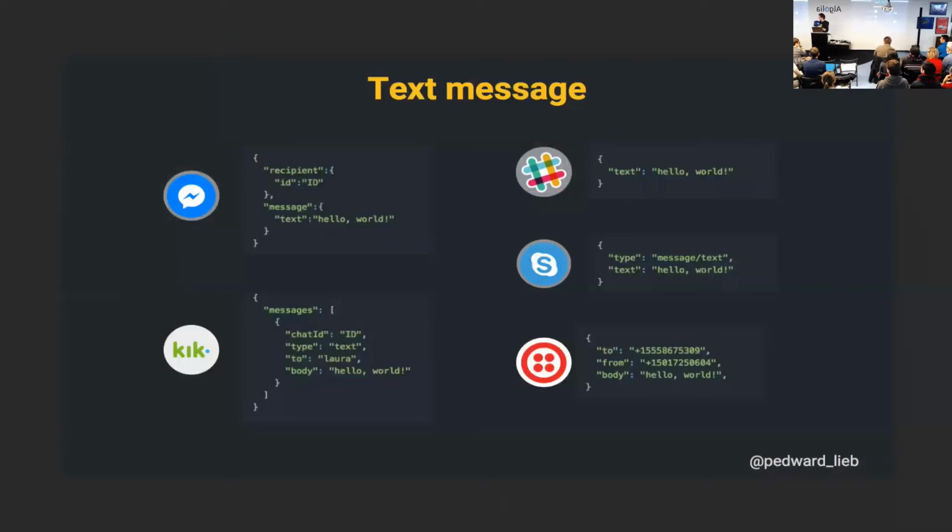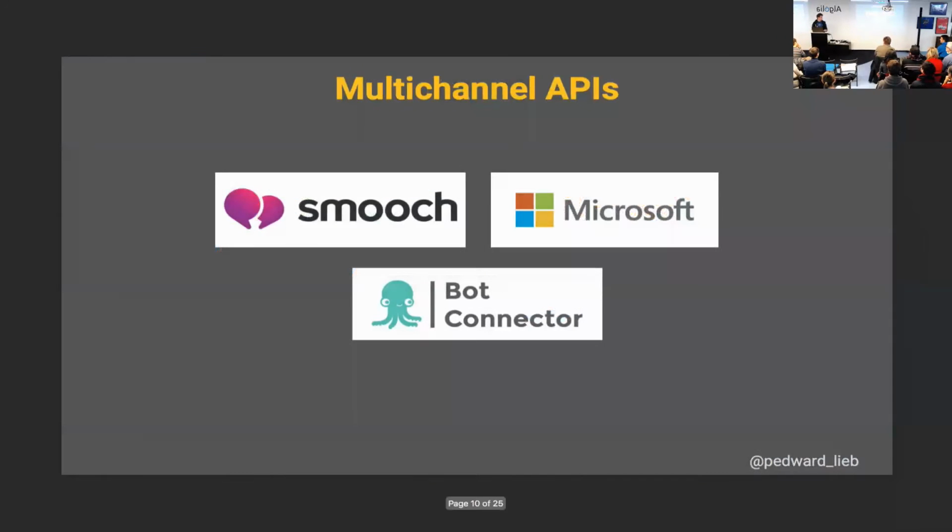And it can get even more annoying if you don't have just text. If it's Messenger, if it's text, if it's video, if it's GIF, then it's a mess. So if you want to have a multi-channel bot, one of the solutions, those are the three we know of at Recast, but there might be more. There are some multi-channel APIs. So you have Smooch, Microsoft Bot Framework, and Bot Connector, which is a Recast service.